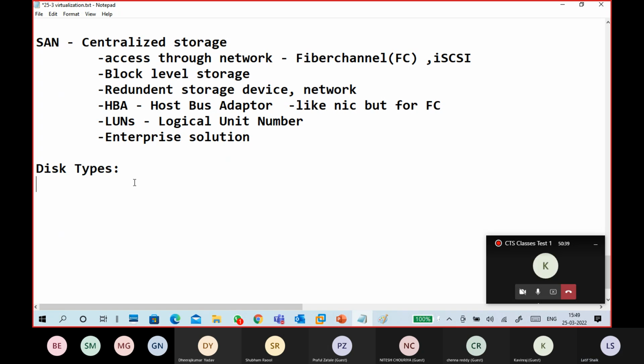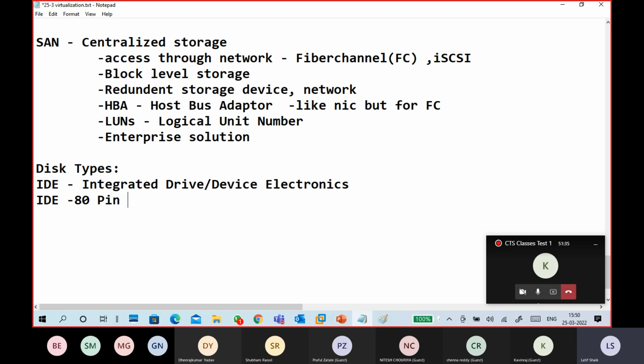Next is disk types. What are the disk types? See, IDE is Integrated Drive Electronics. What is the integrated device electronics or drive electronics? Please check it once. This is to make a connection between your motherboard and hard disk. It is a technology to connect a hard disk. Initially, IDE had an 80 pin connector, an 80 pin hard disk connector.